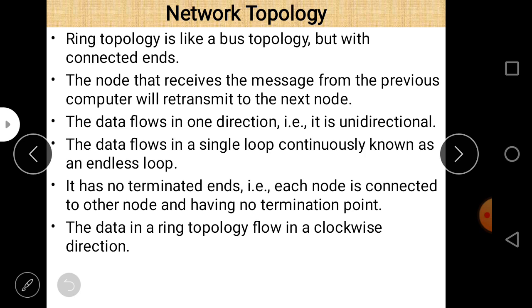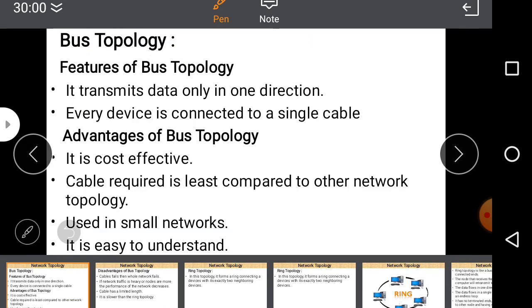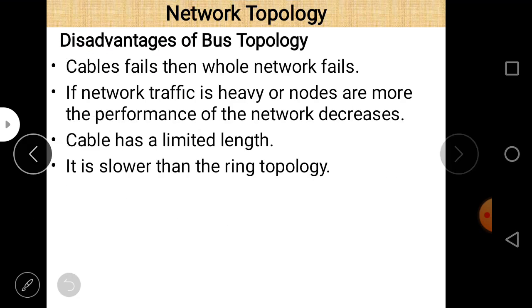These are some key points regarding ring topology. A ring topology is like a bus topology but with the ends connected. The node that receives the message from the previous computer will retransmit it to the next node, and the data flows in one direction, that is, it is unidirectional. So like bus topology, data is unidirectional in ring topology.